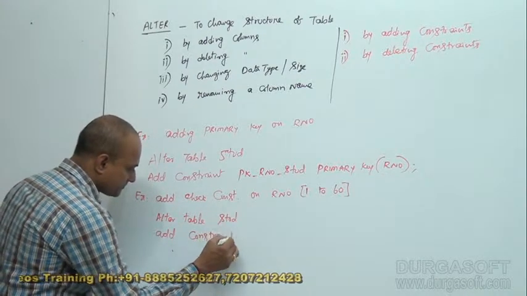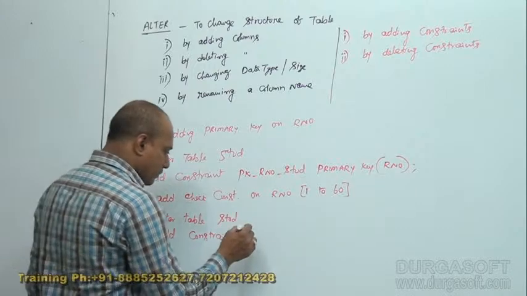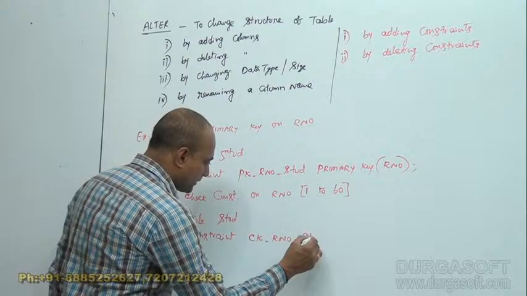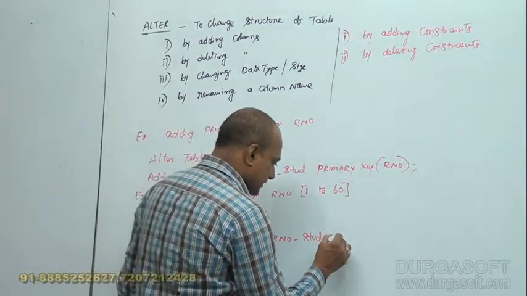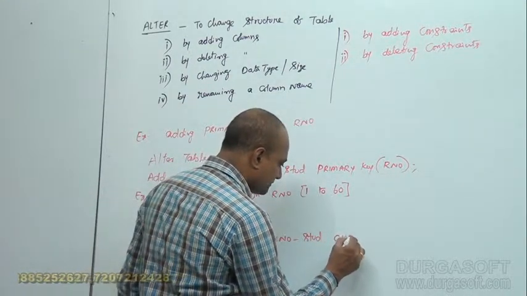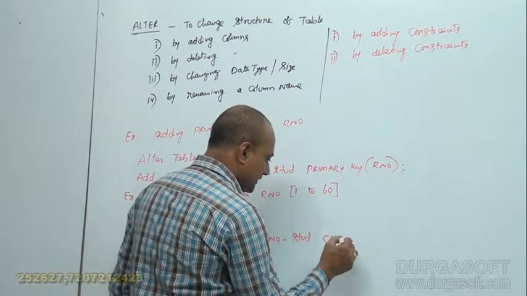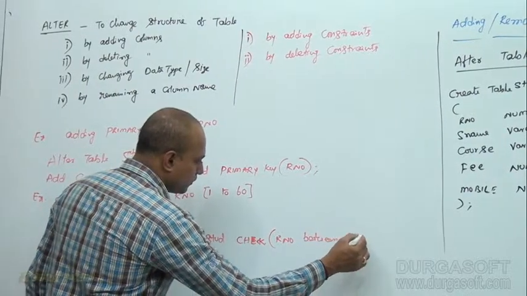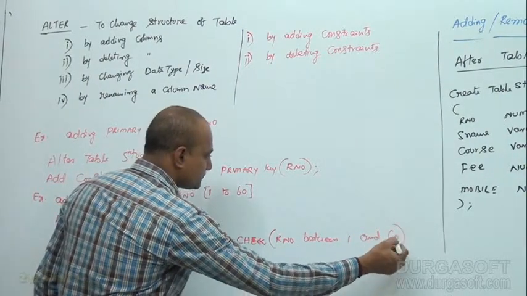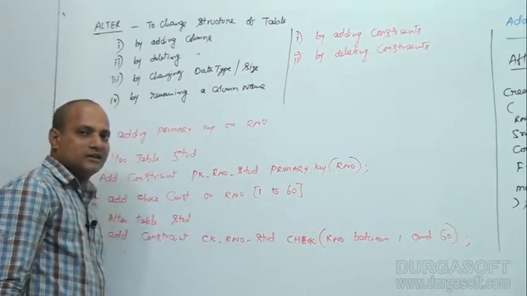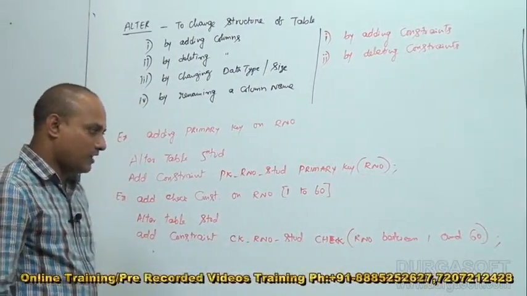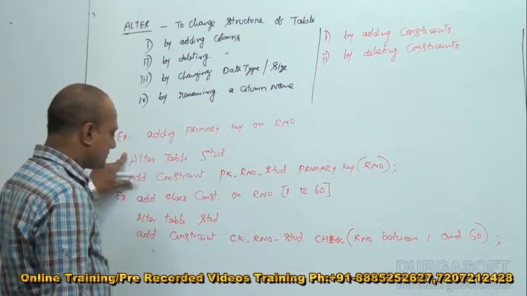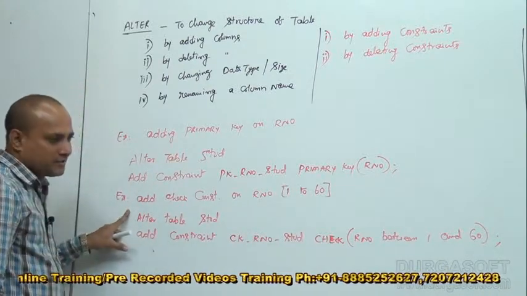What are you adding? A constraint. Add constraint is a keyword. What type of constraint is it? Check. On which column? Roll number, under the table stud. Here use check, and you are checking on which column? Roll number, between 1 and 60. Finish. Then it will display table altered. This is the way you can add a constraint.